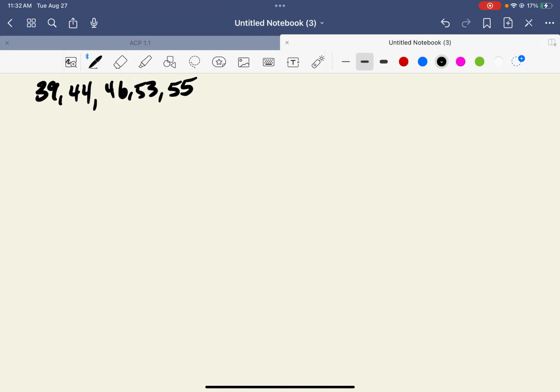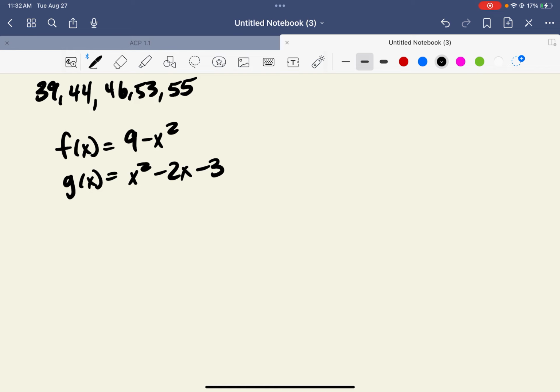Okay, let's do some homework together. So number 39 gives us the functions f of x is equal to 9 minus x squared, and g of x is equal to x squared minus 2x minus 3. And it asks us to find the following functions. First, f plus g of x.